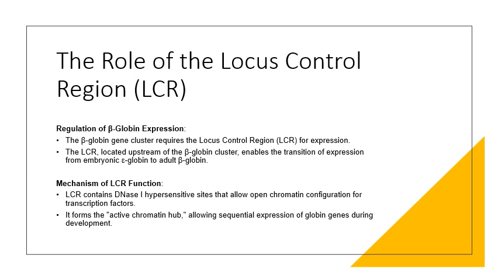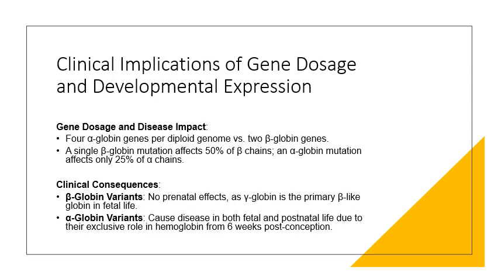hemoglobin synthesis. The gene dosage for globin genes varies significantly between the alpha and beta clusters. Each diploid genome contains 4 alpha globin genes, and this distributes the impact of mutations. So if you've got a mutation in one of the 4, 25% of the hemoglobin is affected. If you've got it in 2 genes, that's 50%, and so forth.